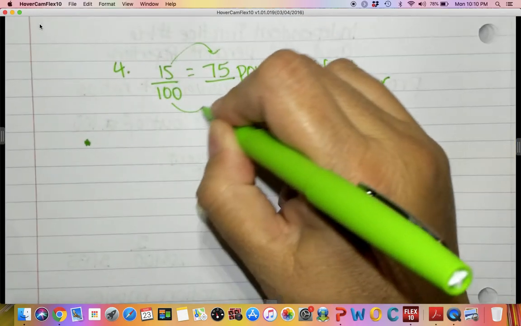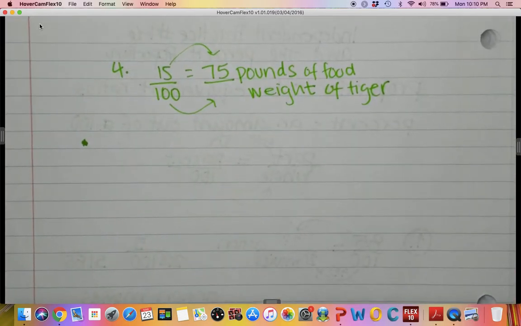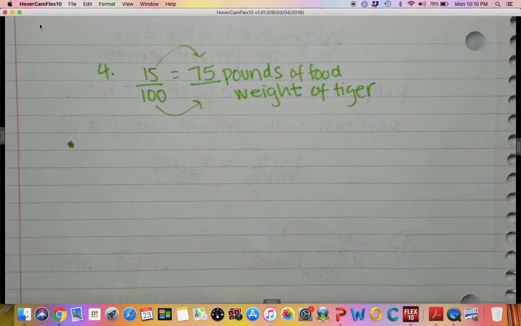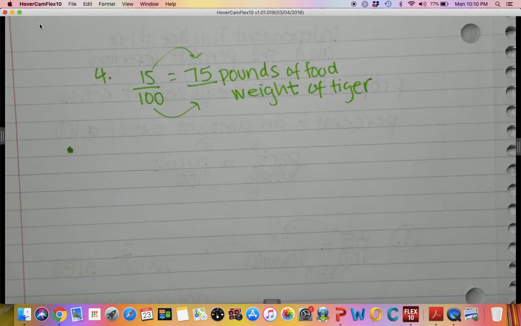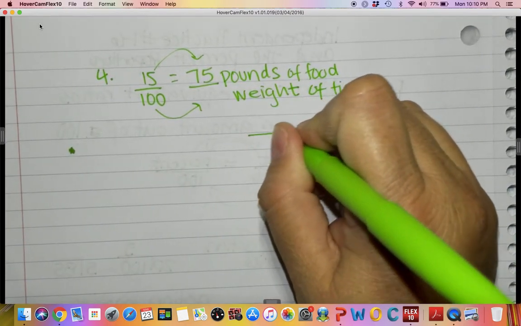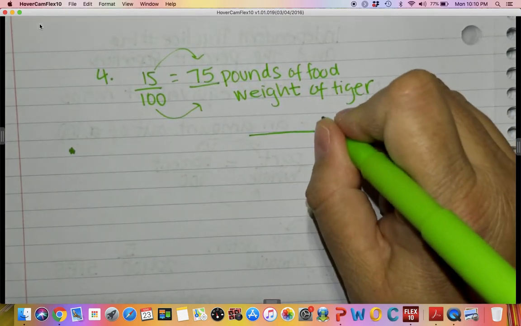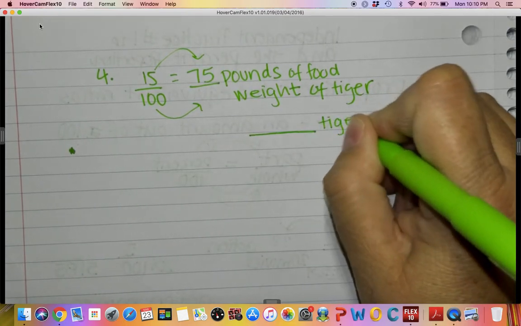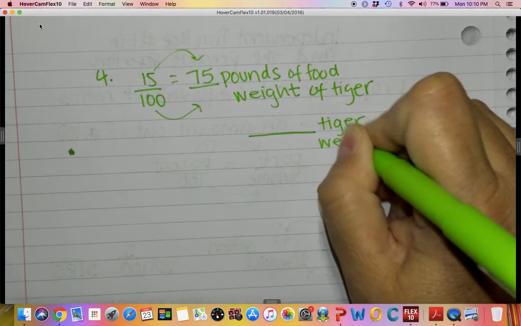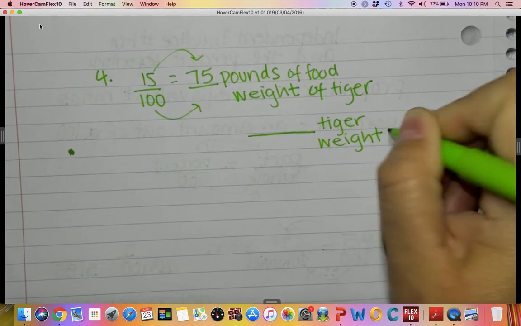So again, what do we do to 15 to get 75? Do the same thing to 100, and you will say the tiger weighs, in pounds.